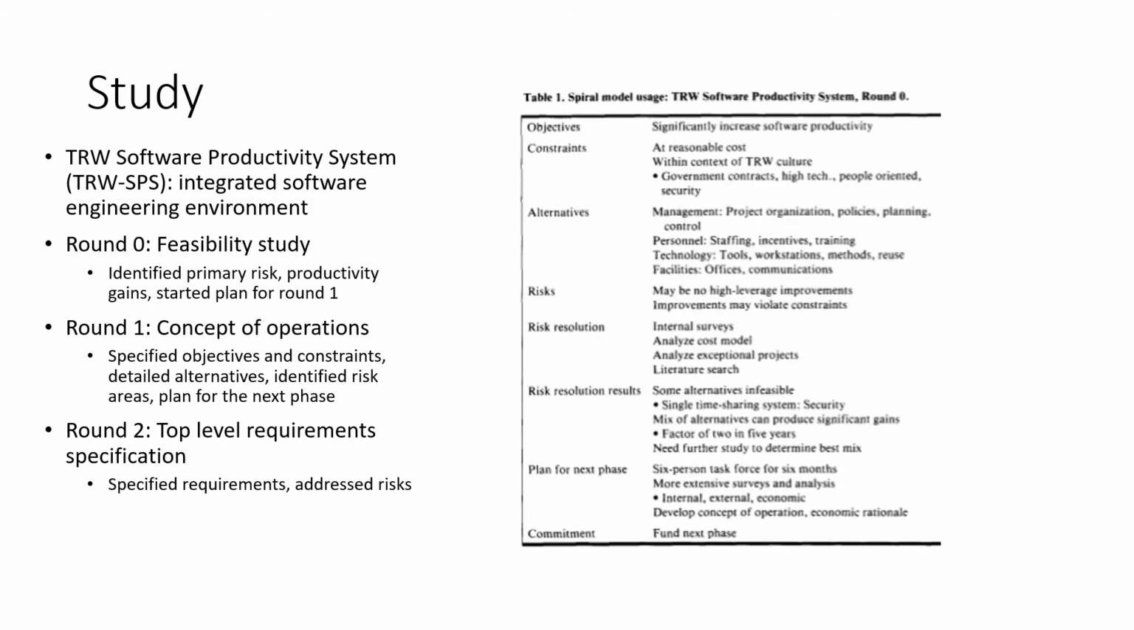Getting into the study, it is done on the TRW software productivity system, or the TRW SPS, which is an integrated software engineering environment. One thing to note is they decided to add a round zero just to determine the feasibility of increasing software productivity and the cost that would be incurred with that. So let's start at round zero. The first thing that they looked for were the risk areas that were incurred. They wanted to see if the productivity gains were significant or not, and if it would really match with the TRW culture that was already in place at the time.